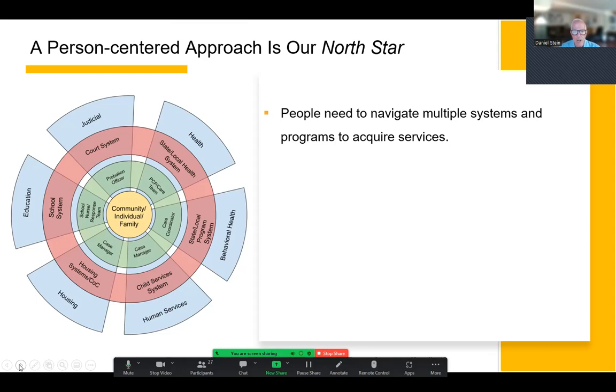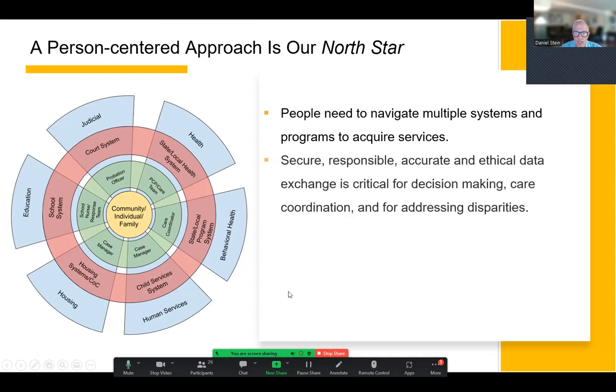To describe what we were talking about, the group came up with this pinwheel diagram, putting the individual in the center and then thinking about the various programs, whether health or judicial or education, that were touching the family and the systems involved in the individual's life. In some ways this presents the complexity of the work we're trying to do. People involved in multiple systems have a lot of work to do to coordinate services and supports. The most important thing is being able to securely, responsibly and accurately share information to really coordinate care for folks involved with multiple programs.